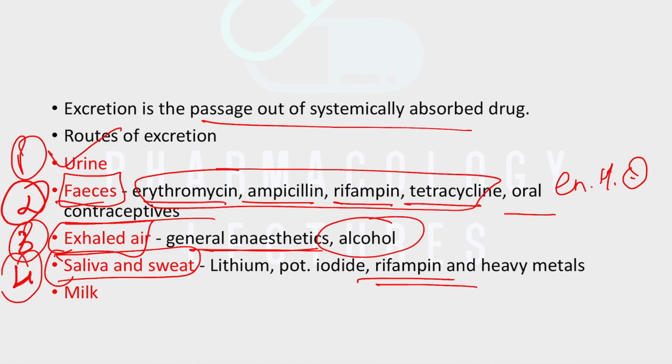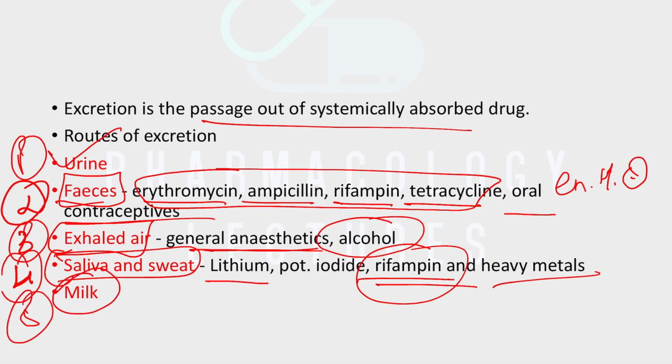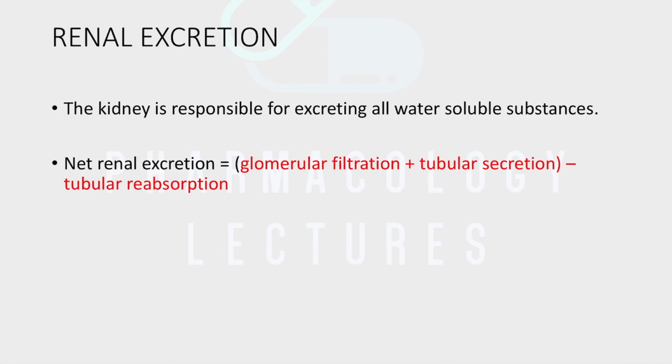Rifampicin gets excreted into the urine as well as into the sweat, and because of that discoloration of sweat can occur. Other drugs which can be excreted into saliva and sweat are lithium and heavy metals. Drugs also get secreted into the milk, through which babies can get exposed to the drugs. So we need to remember which drugs get secreted into breast milk.